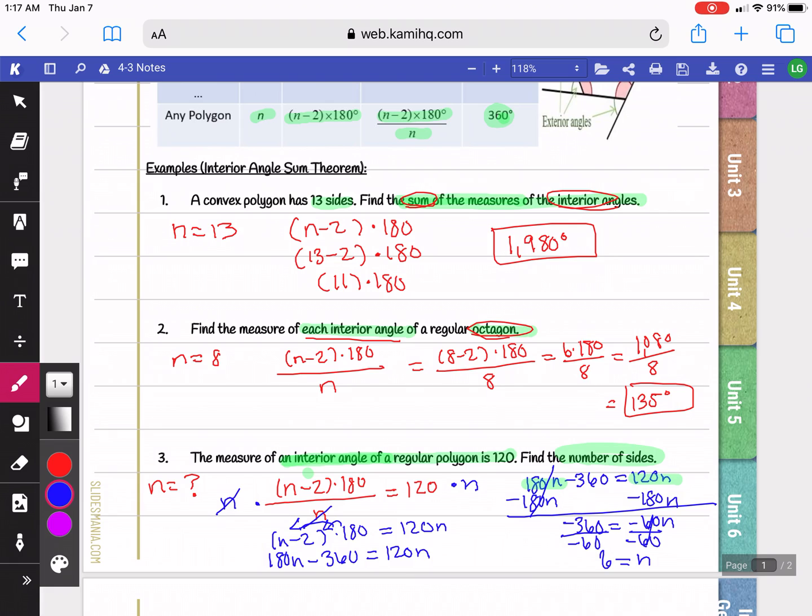Remember, n is the number of sides. So for this problem, there would be 6 sides, so it would be a hexagon. Since they told us one angle was 120, again, what we did was we used the formula, but this time we worked backwards.